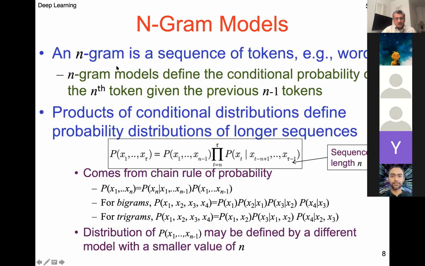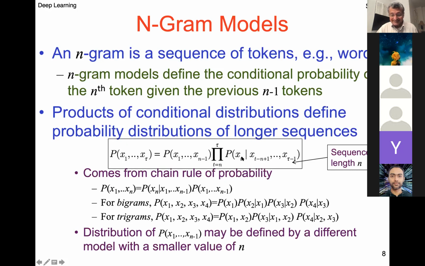Using this idea, an n-gram is a sequence of tokens, for example words. N-gram models define the conditional probability of the nth token given the previous n minus 1 tokens. Now we are allowing prediction based on not just one, but maybe two or three or maybe n. Products of conditional distributions define probability distributions of longer sequences. Supposing I want to calculate the probability of x1 through x tau. If you're using an n-gram, then you need the joint probability p of x1 through xn minus 1, and then a product over xt, t equal to n through tau, going to the end at tau.